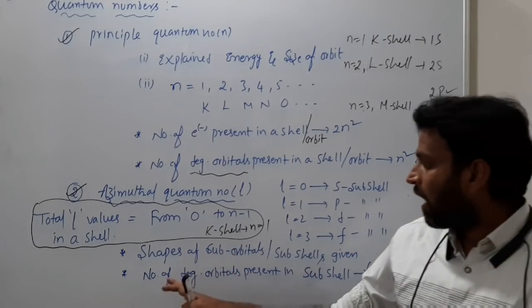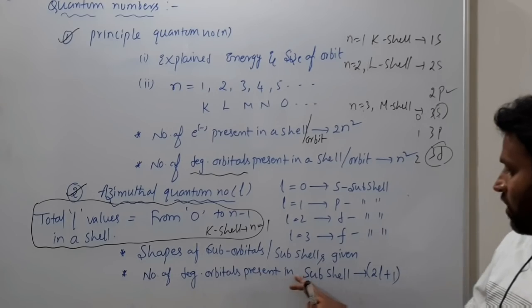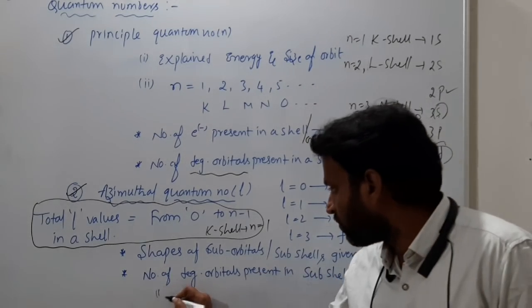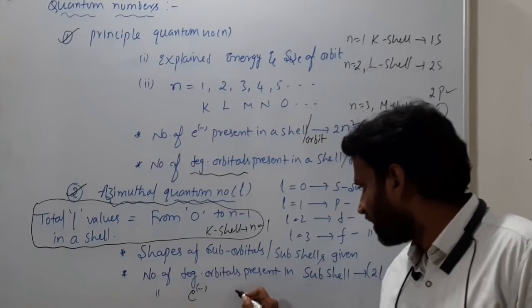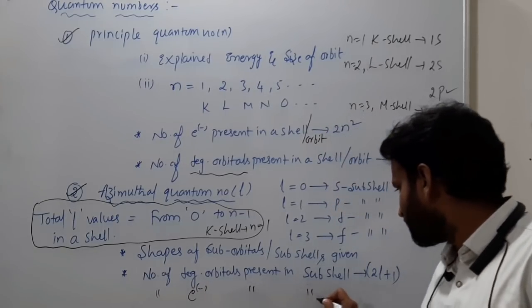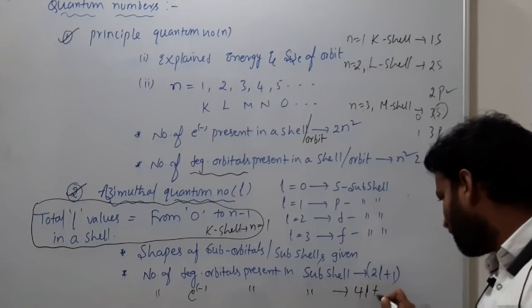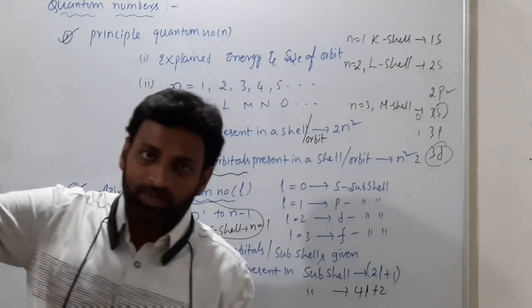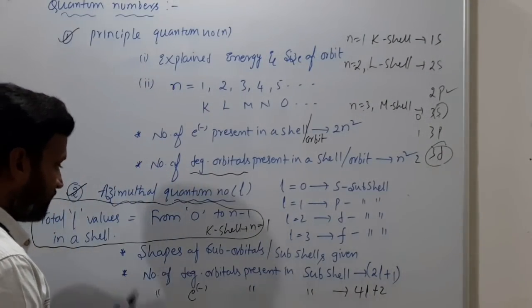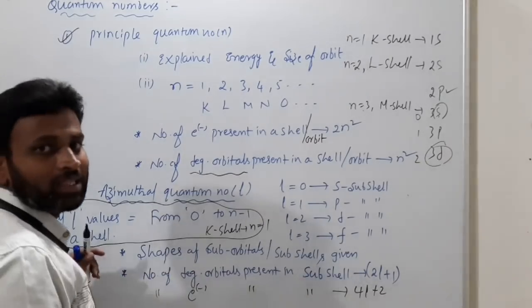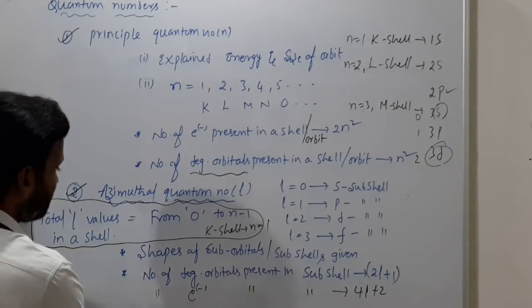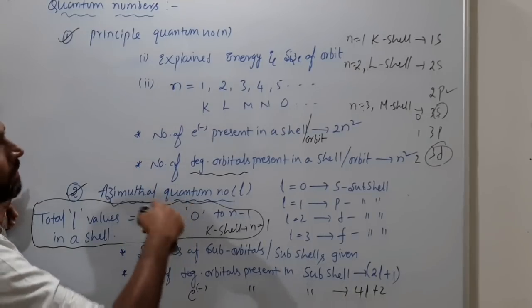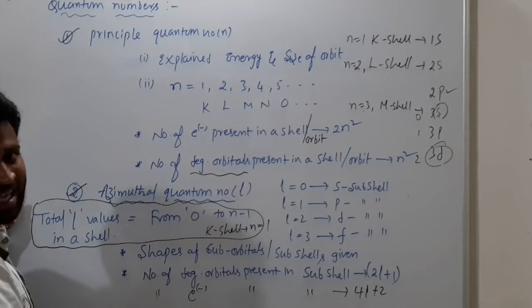Next, how many degenerating orbitals are present in a subshell? 2L plus 1. The number of electrons present in a subshell, I told you, is the 4L plus 2 formula. Do you remember? Till here I explained previously, so I am repeating, so please revise that class again. If you listen to this class properly, you can understand. Take a screenshot, because I am putting all points in one place.